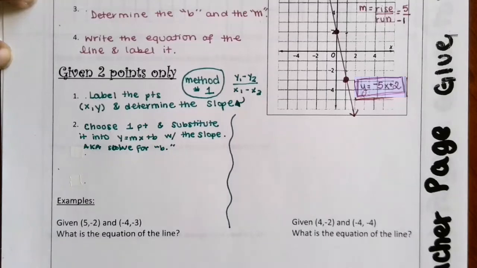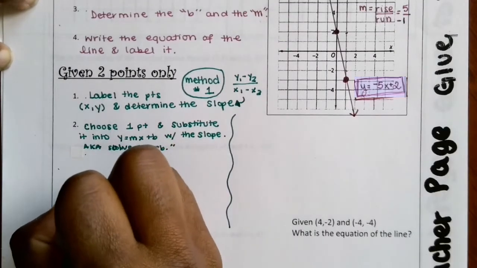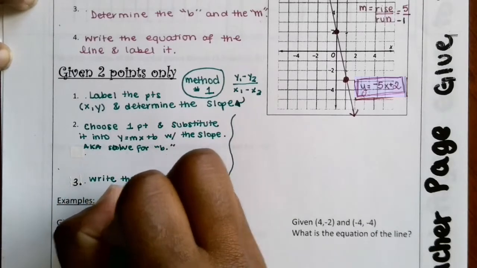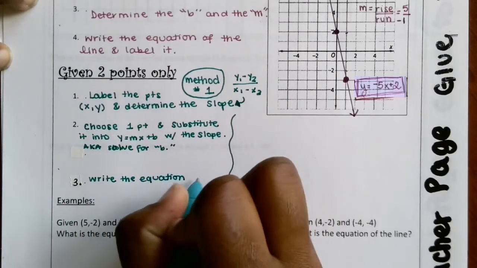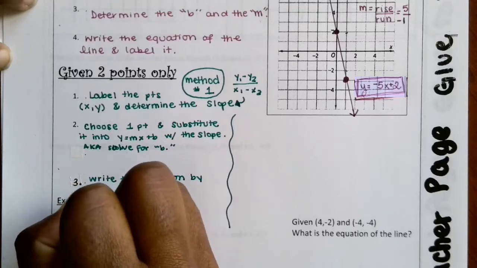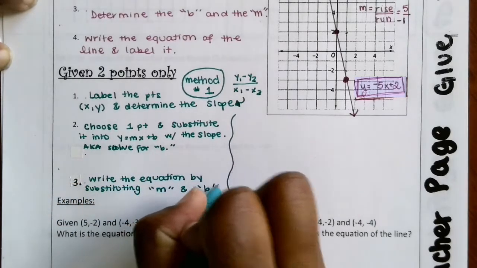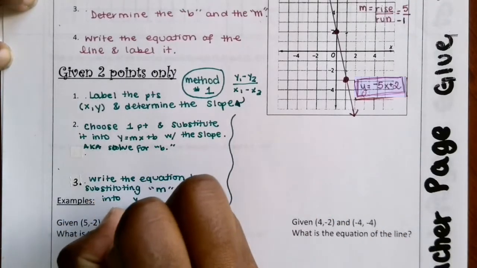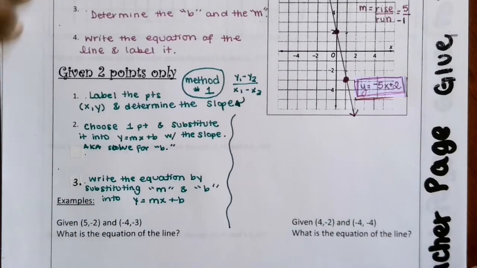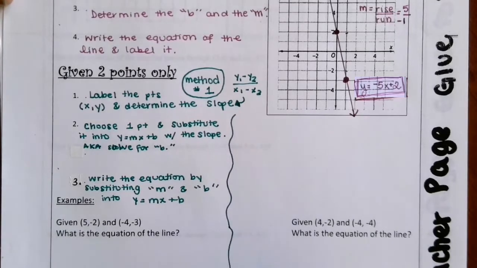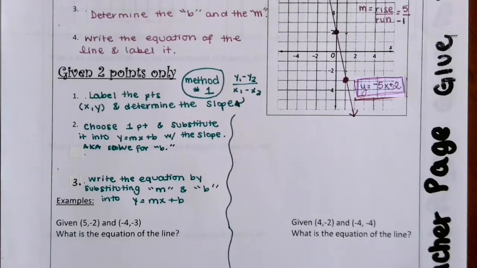Method 1 only has 3 steps. That's why you see me whiting out the misnumbering here. And for step 3, you are going to write the equation by substituting m and b into your y equals mx plus b formula. The y and the x will remain the same, and then you'll substitute the numerical values that you have for m and b in the formula.